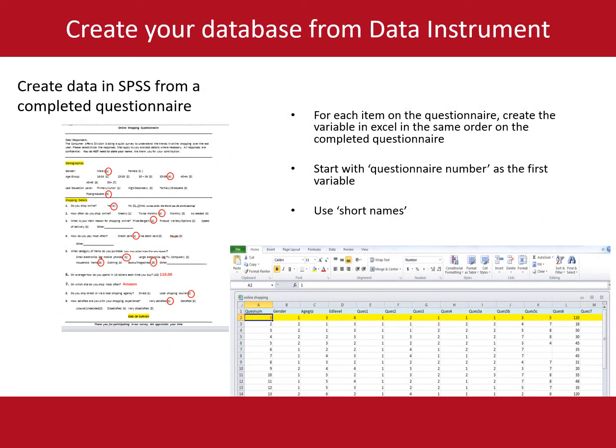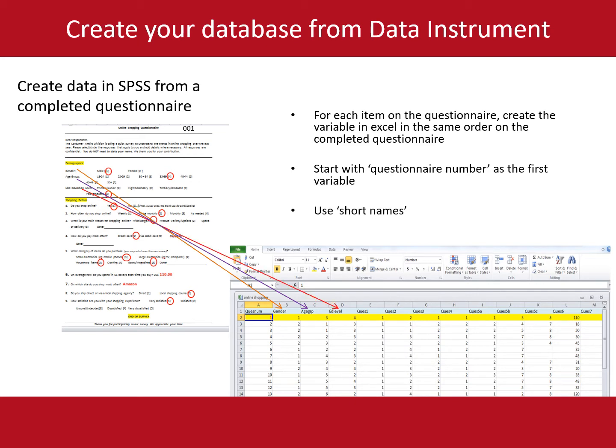In the previous slide, we spoke about creating the data file from the questionnaire. To create the file, we will begin by opening an Excel spreadsheet. Be sure to number all your questionnaires before you start, as your questionnaire number is the first variable you will enter. In the first row of the Excel sheet, we will put the names of the variables which we create from each question on the questionnaire.